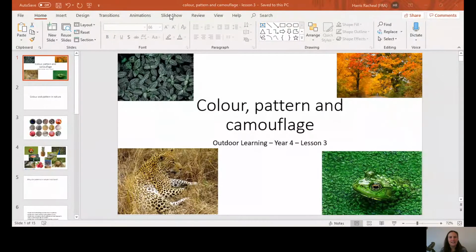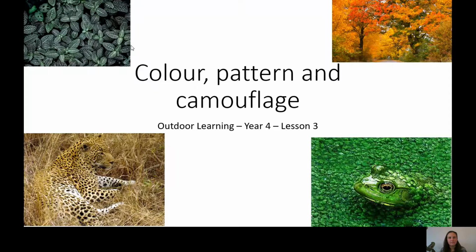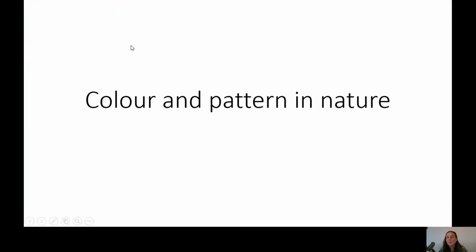We are going to be carrying on with our topic of camouflage and colours and patterns. Let me just share my screen and then we can get started. Fantastic. So, the last couple of lessons, we have been looking at camouflage. Today, we are going to be concentrating on colours and patterns in nature.